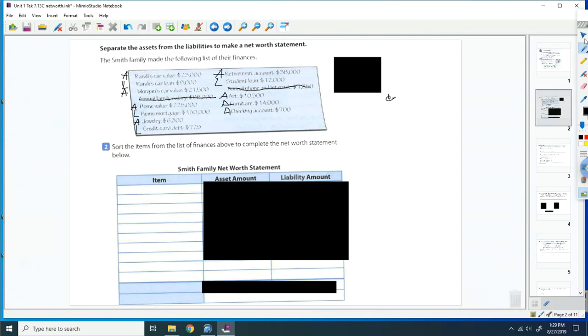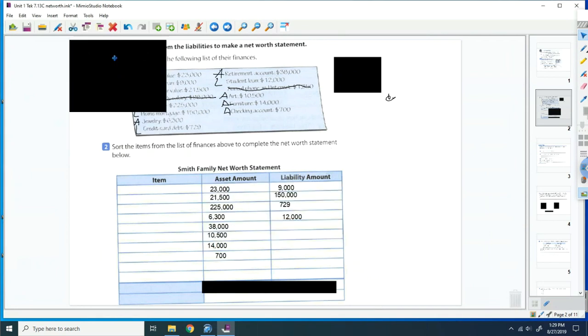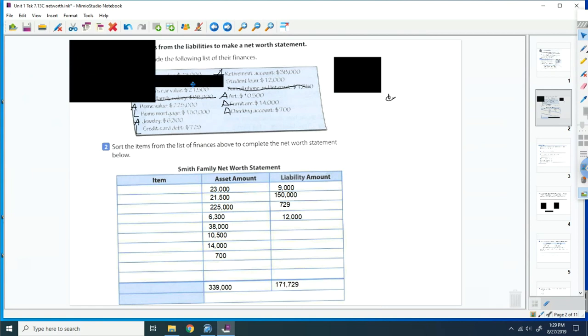So what you're going to do is take all these assets and all these liabilities, and distribute them among the asset and liability columns. When you do that, you should start looking like this. So these are all my assets, and these are all my liabilities. Next, you want to add up all the assets and add up all the liabilities. When you do that, you should get these numbers. You should have $339,000 in assets, $171,729 in liabilities.